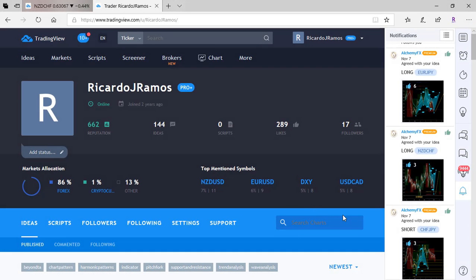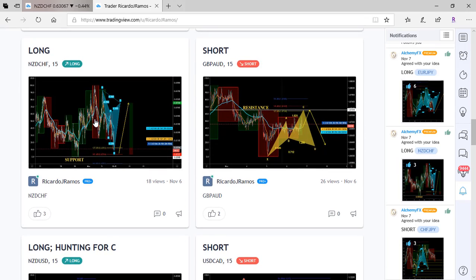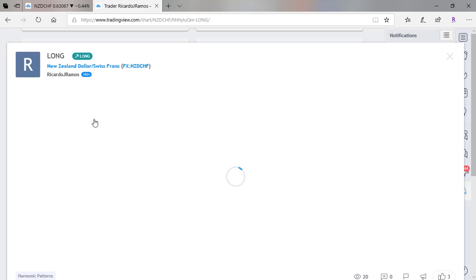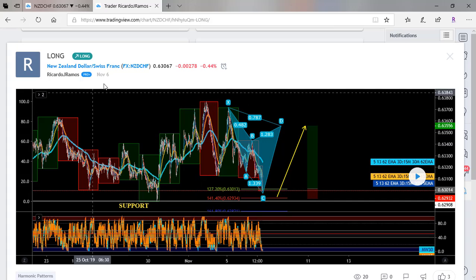Hi, so in today's video, we are going to go over the rules of the Cypher pattern, the stop loss, and the take profits. I'm going to use NZD CHF for this scenario. This is from the incomplete perspective. So basically, this was identified on November 6, 2019.